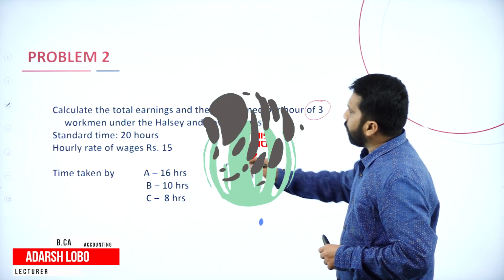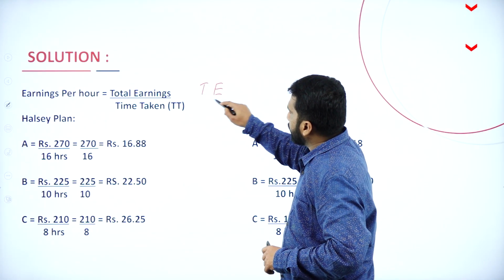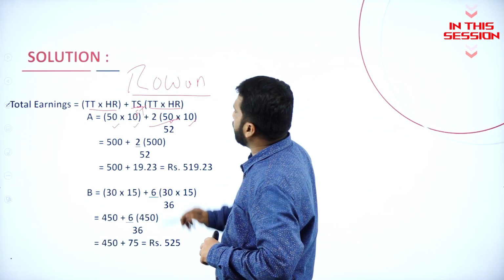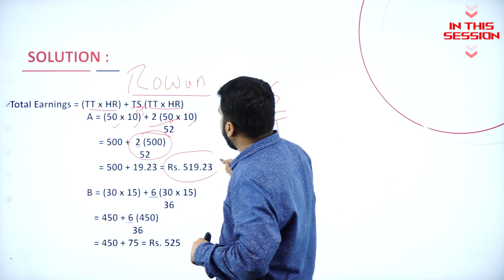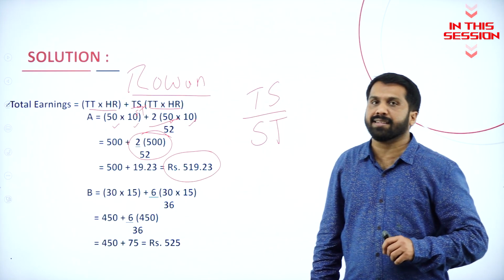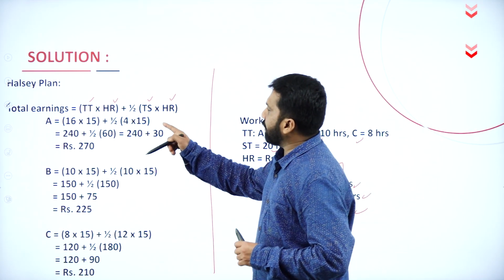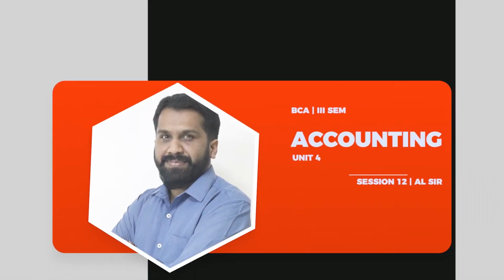Workman under the wholesale plan as well as Rowan plans. Total earning divided by time taken. 2 by 50, it will be how much? If you simplify this, you will get around 519. Time taken into hourly rate plus half of the time saved into hourly rate.